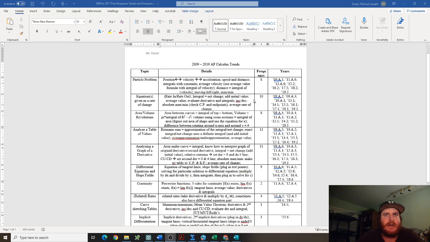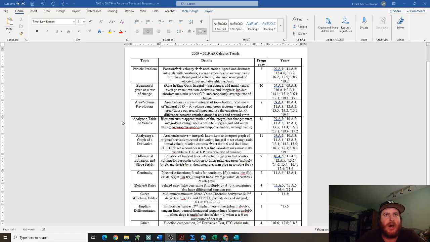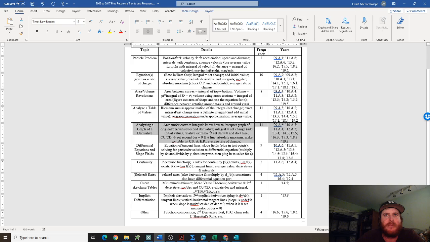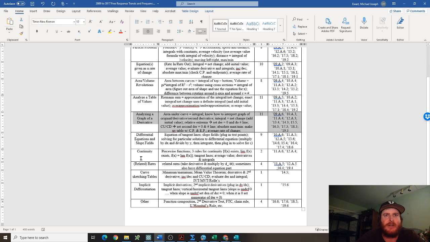So I sorted the frequency. We'll notice the most common are this table of values question with the Riemann sum. This happens 11 out of 11 years. And the analyzing the graph of a derivative question happened 11 out of 11 years. Okay. Literally 2009, 10, 11, 12, 13, 14, 15, 16, 17, 18, and 19. Every year this question happened. Whereas some of the less common ones are like continuity, related rates, curve sketching, tables.